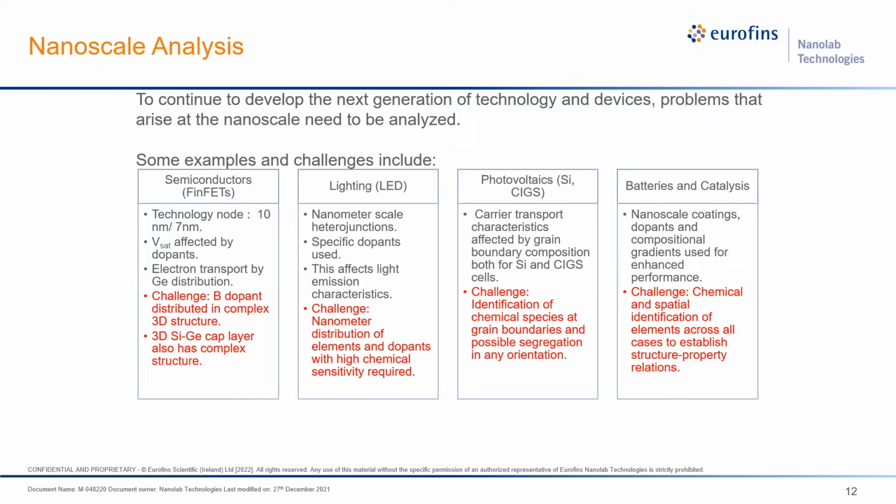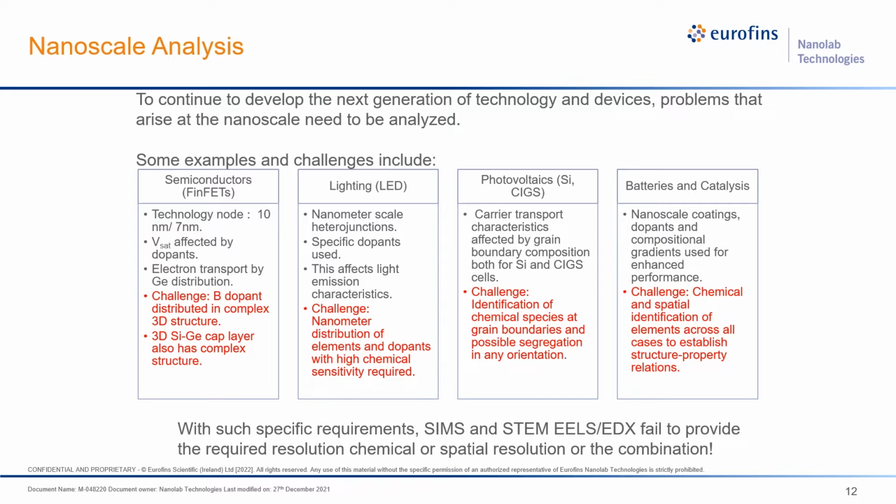So for all of these cases, the requirements are so specific that SIMS as well as STEM EDX and EELS, 1D and 2D techniques, fail to provide the required resolution, either the chemical resolution or the spatial resolution or a combination. And this is a space which can be uniquely filled by atom probe tomography, or APT. And that is what we're going to discuss today.